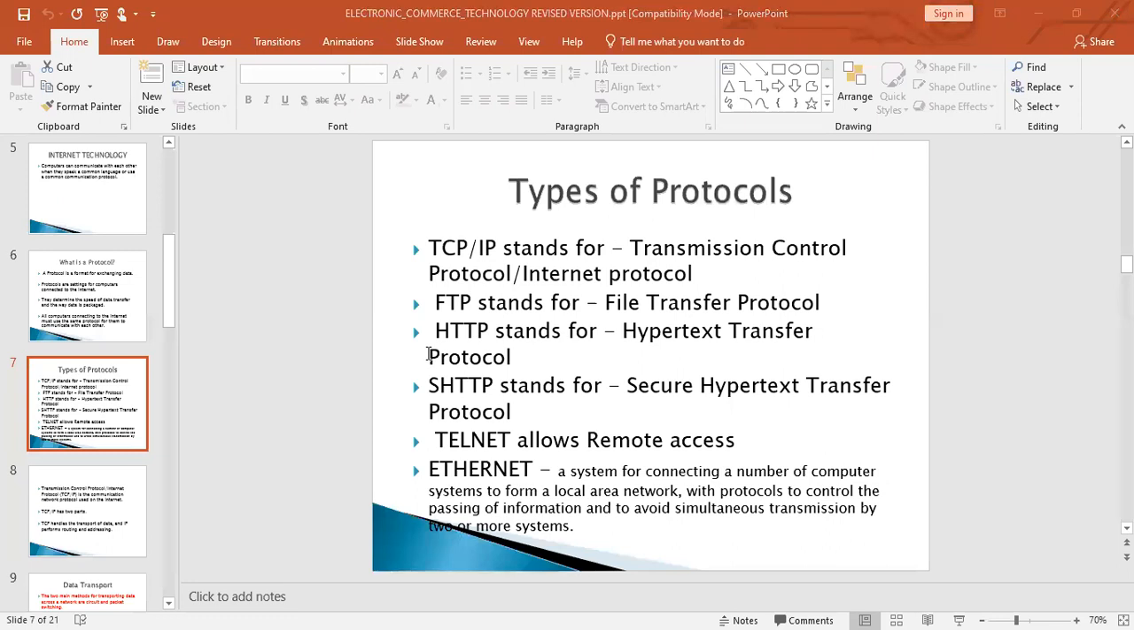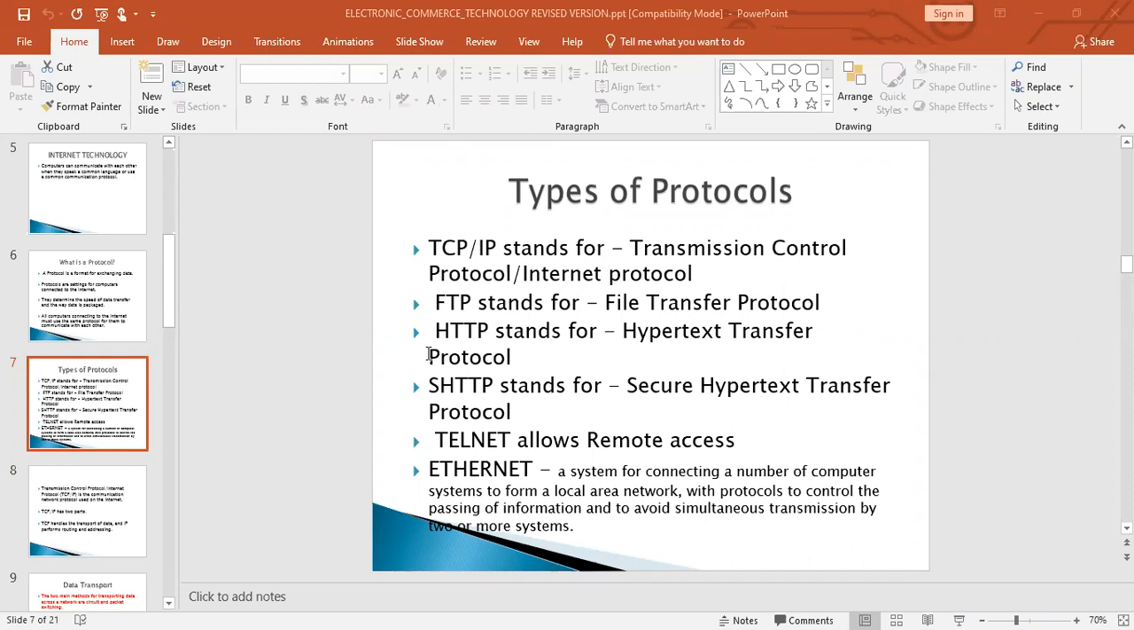HTTP stands for Hypertext Transfer Protocol. And we have SHTTP, which stands for Secure Hypertext Transfer Protocol. Then we have Telnet, which allows for remote access. We have the Ethernet, which is a system for connecting a number of computer systems to form what we call a local area network. This local area network operates with protocols to control the passing of information from one computer to another and to avoid simultaneous transmission by two or more systems.